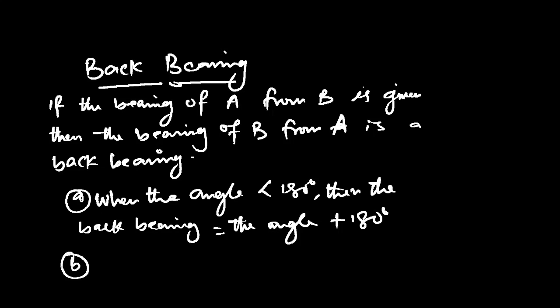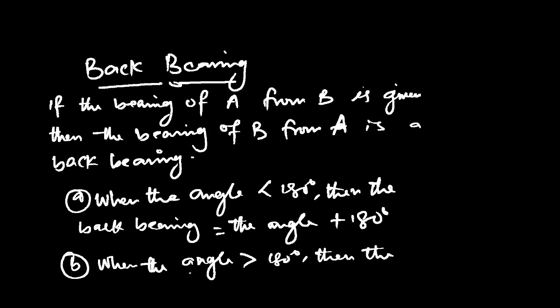Then the second case is when the given angle is greater than 180 degree, then the back bearing is going to be the angle minus 180 degree. Do you understand that now?